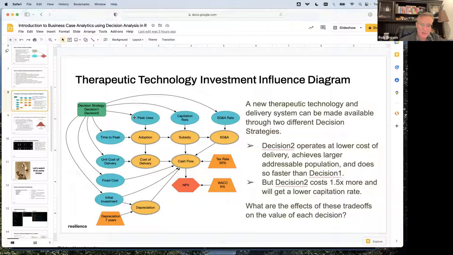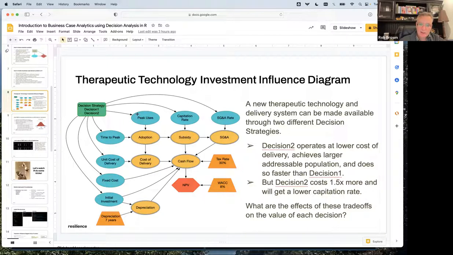For this model, as you'll see in a bit, I'm going to assume that it's going to operate more like a saturation function, right, where it starts off slow like an S-curve and then grows up to a peak. But we don't know what that peak usage is. We don't know how long it takes to get to peak. Ultimately, we don't know what the capitation rate is, the analog to the price point that we would be able to charge. So this might also be an uncertainty as well. And then finally, maybe the SG&A rate, or that is sales, general, and admin, or more generically described, the overhead level of cost that would be associated.